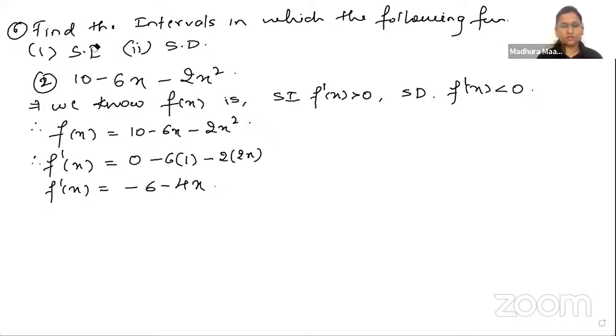Now see here, usually in the first two examples we saw directly whether f dash is positive or negative. But here it depends on the value of x.